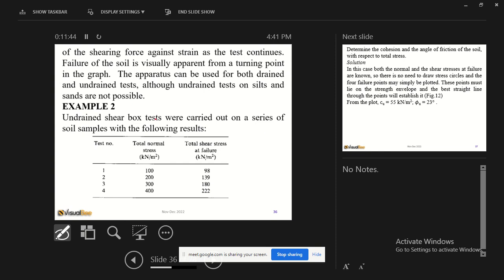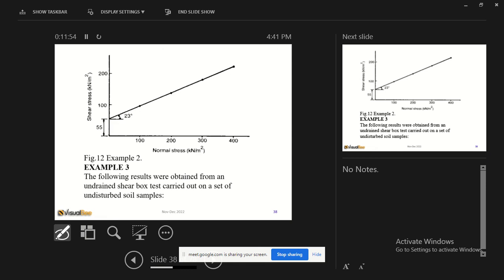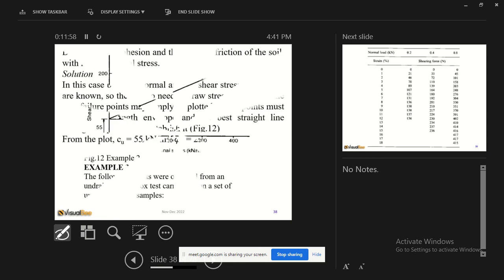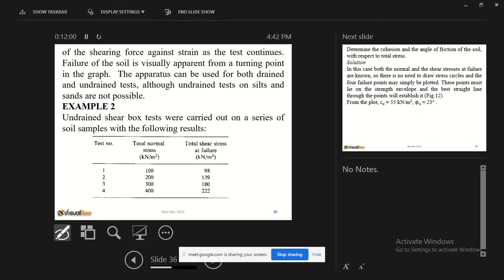So that is basically a description of the process. But basically, when you have results like this, it's very simple.